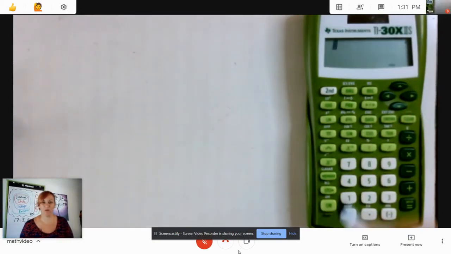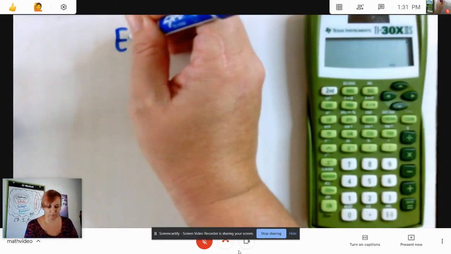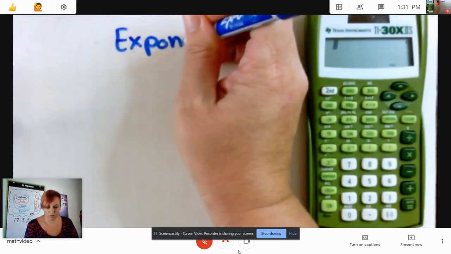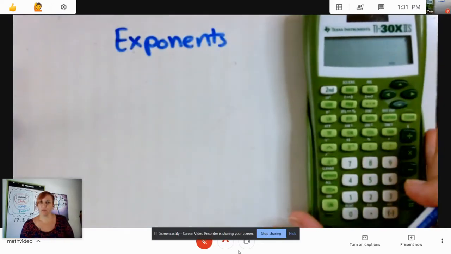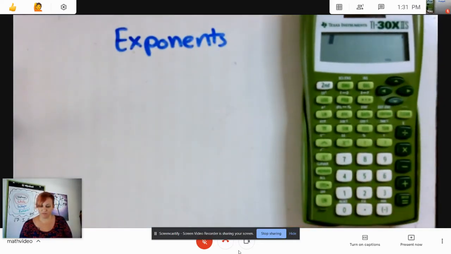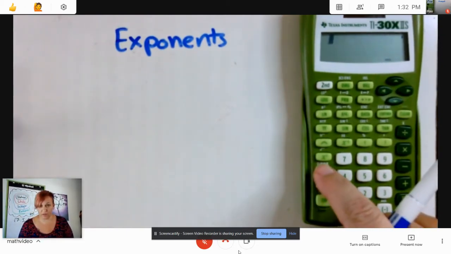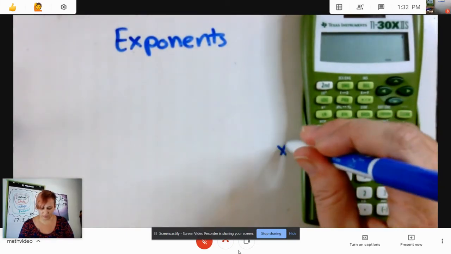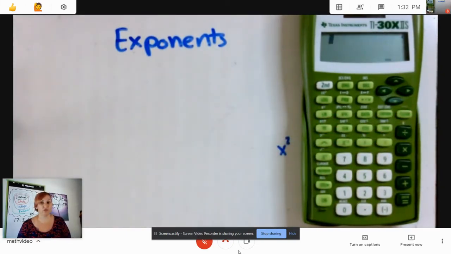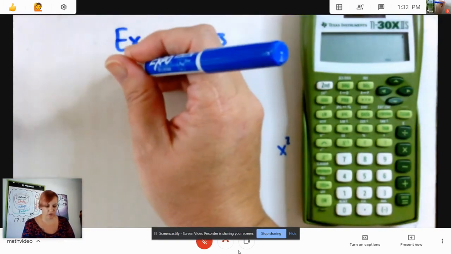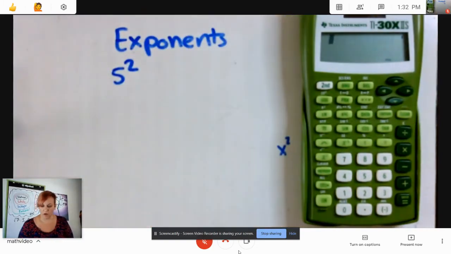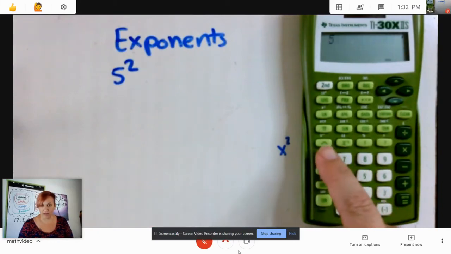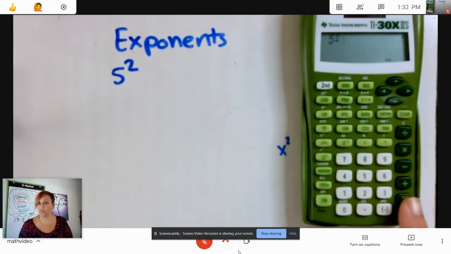The next topic that I want to talk to you about is exponents. There are some exponent buttons on your calculator. Very specifically, there is a button that will allow you to do squares. There's a specific button just for squares. It's right here. It says x squared. So what you would do is type the number in first. If I want to do 5 squared, I would type 5, and then I can hit this square button, and hopefully it'll tell me 5 squared is 25.